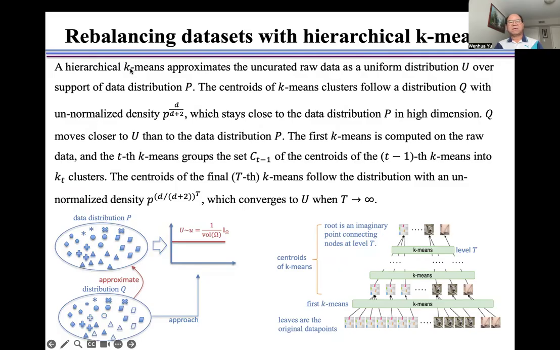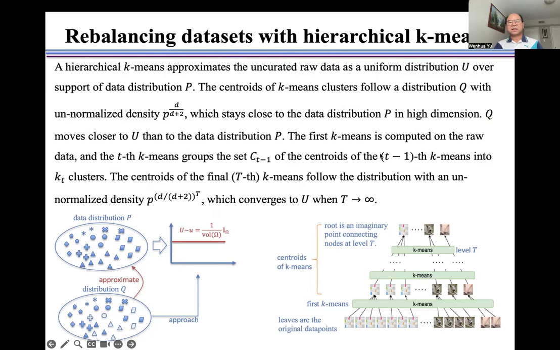Hierarchical k-means approximates the uncurated raw data as a uniform distribution U over the support of the data distribution P, as shown here. The centroids of k-means clusters follow a distribution Q with a normalized density P, which stays close to the data distribution P in high dimension. Q moves closer to U than to the data distribution P, as shown here. Q moves closer to the distribution U, and in this way, Q approximates the data distribution P.